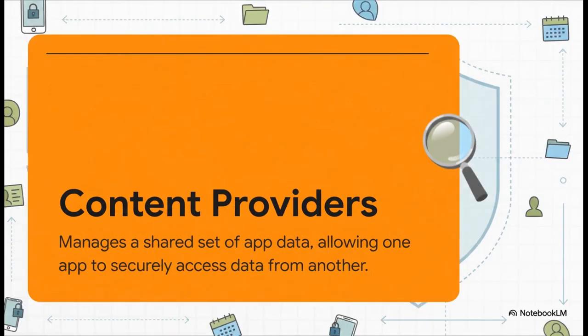And last but not least, content providers. These are the secure gatekeepers of data. For example, if your new photo editing app needs to access your phone's contact list to share a picture, it doesn't just go in and grab it. Instead, it politely asks the official Contacts app's content provider, which then securely shares that information. It's all about playing nice and keeping data safe.